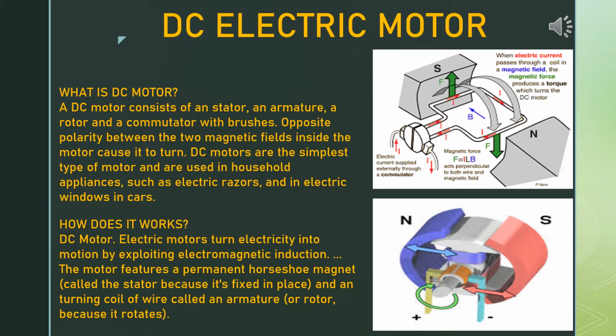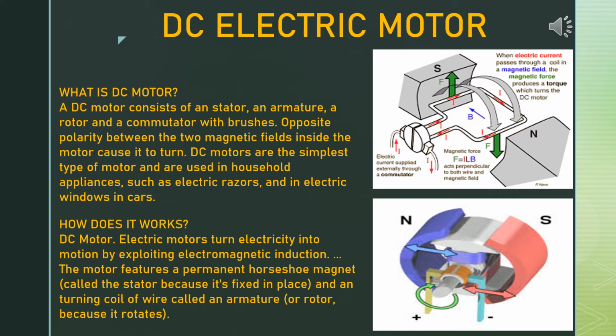DC motors, like electric motors, turn electricity into motion by exploiting electromagnetic induction. So the main principle of a DC electric motor is basically electromagnetic induction. The motor features a permanent horseshoe magnet called the stator because it's fixed in place, and a turning coil of wire called an armature or rotor because it rotates.